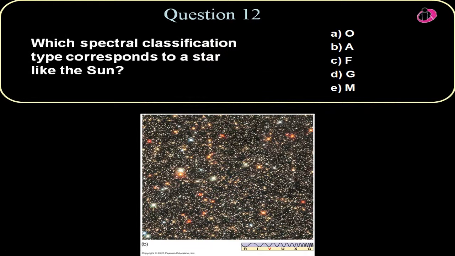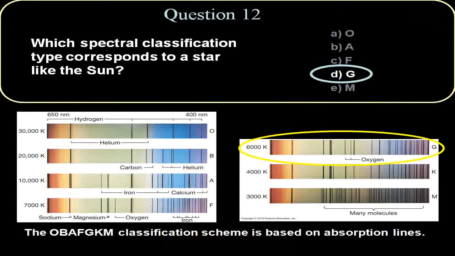Question 12. Which spectral classification type corresponds to a star like the Sun? Well, our Sun is a nice average star. It's meant for general consumption, so it is a class G star. Actually, the G comes from its spectral class based on its hydrogen spectrum.